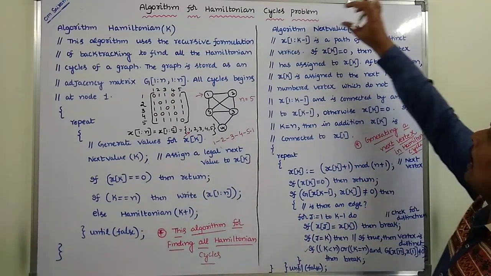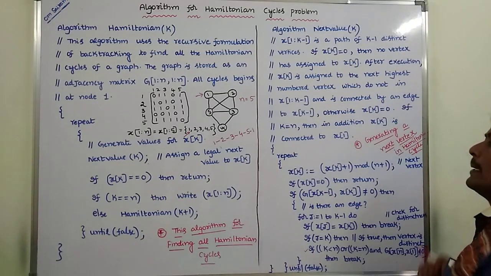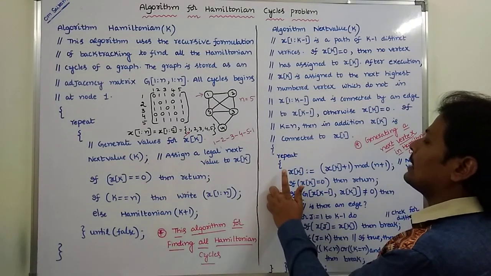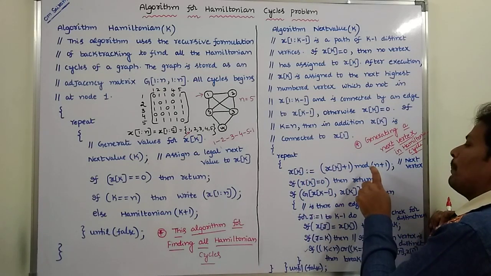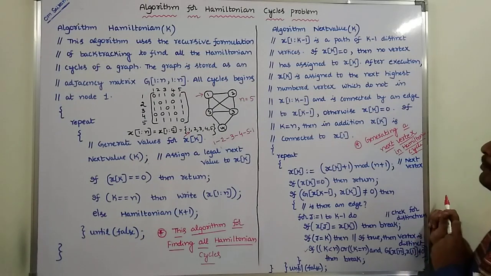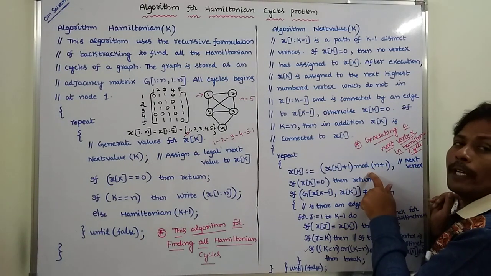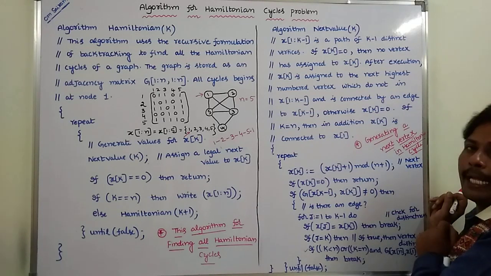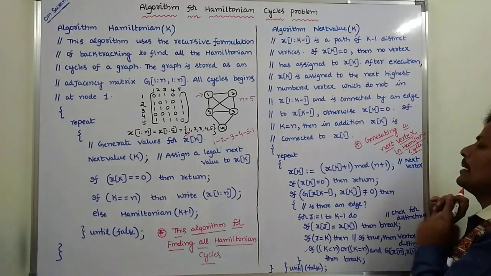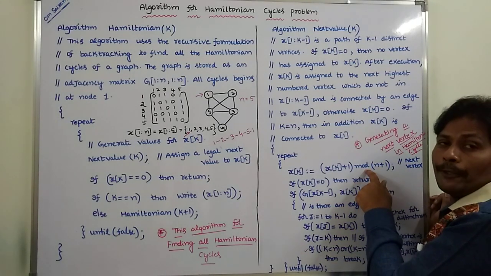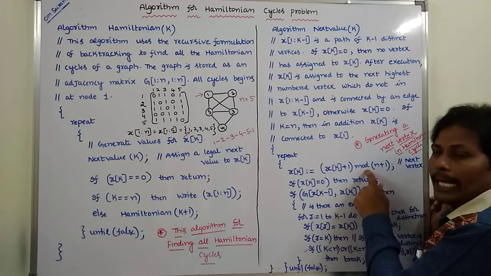Okay. So algorithm next value of k. Brace begin, repeat, brace begin. X of k is equal to x of k plus 1 mod n plus 1. So this is the mod function. This function is used for finding the next vertex after the starting vertex. So this function is used for finding the next vertex in the Hamiltonian cycle.